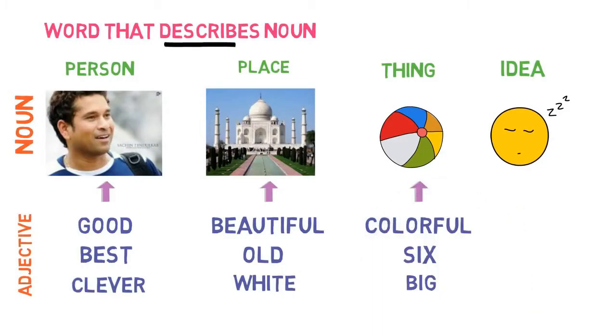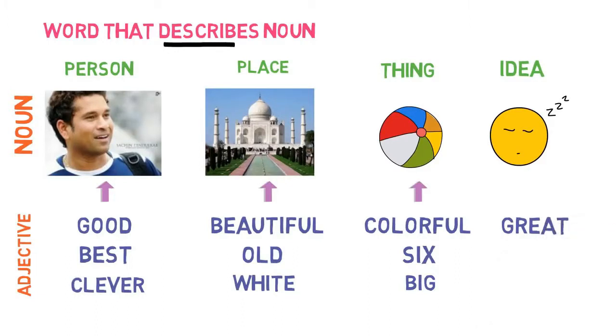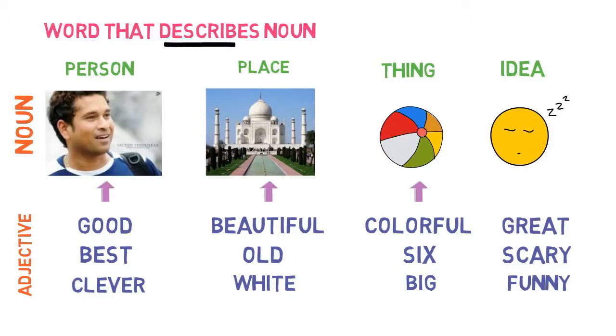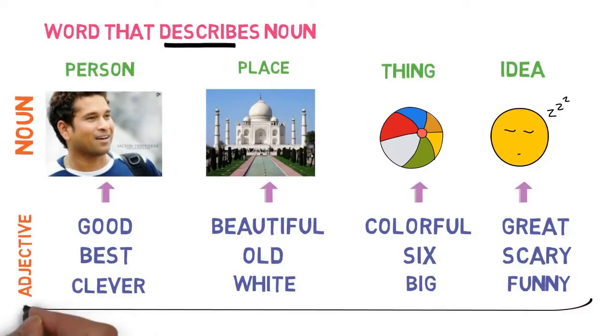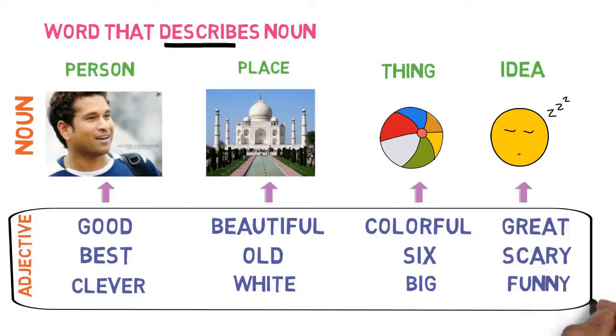In case of an idea, what types of ideas or dreams do you get? If I say, I got a great dream, or I got a scary dream, or I got a funny dream, then great, scary, funny are the things that describe an idea or dream. So, these are the 12 words that are actually describing nouns, or you can say they are giving more information about a noun, and so they are called adjectives.